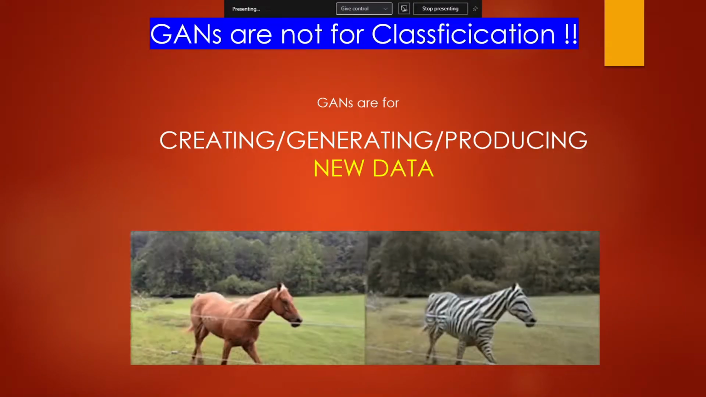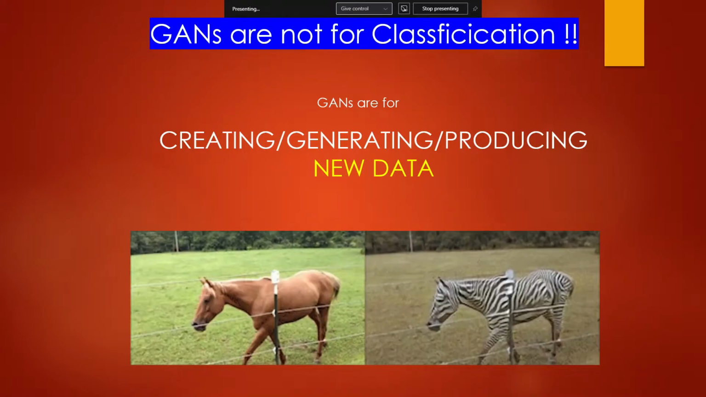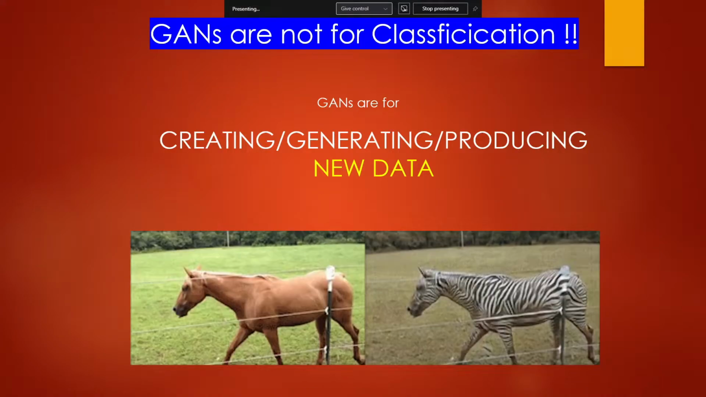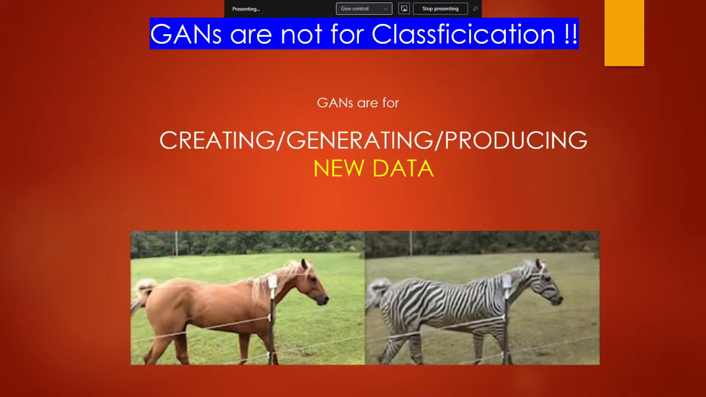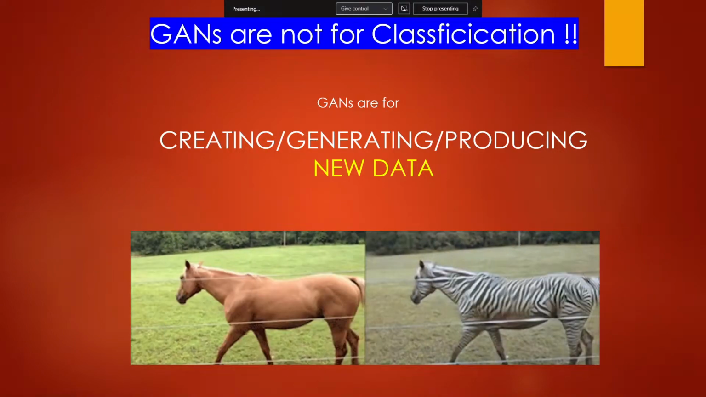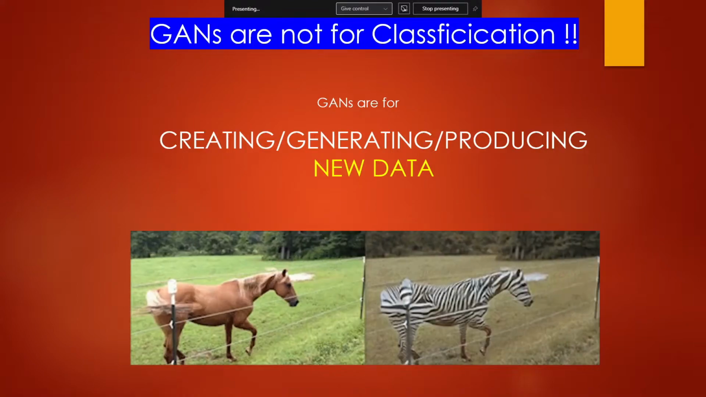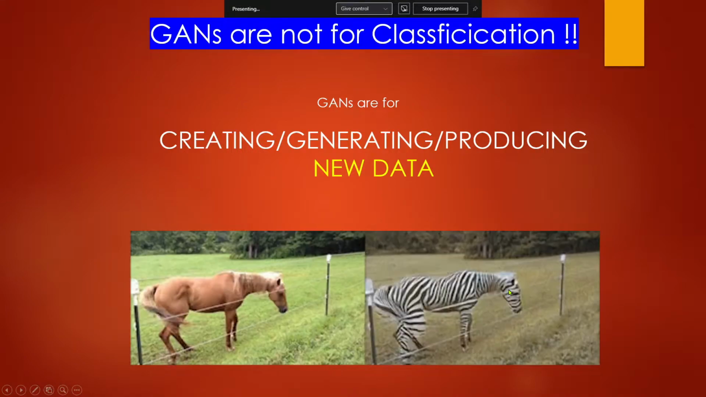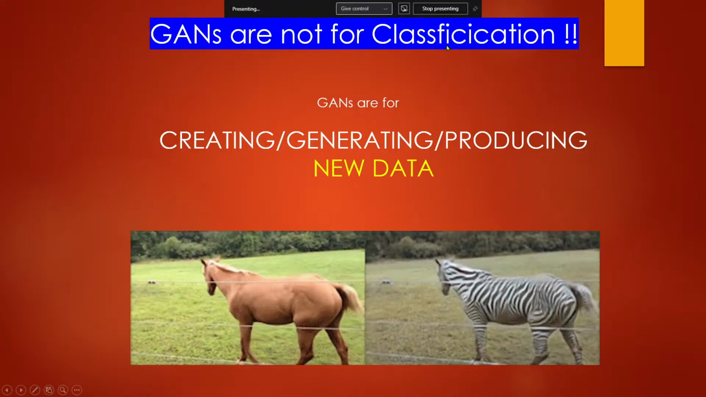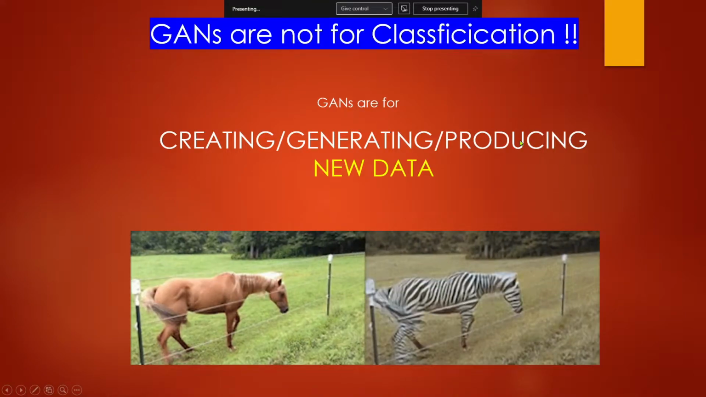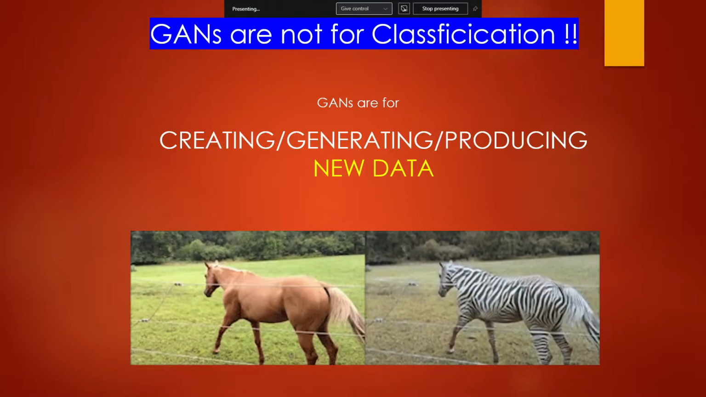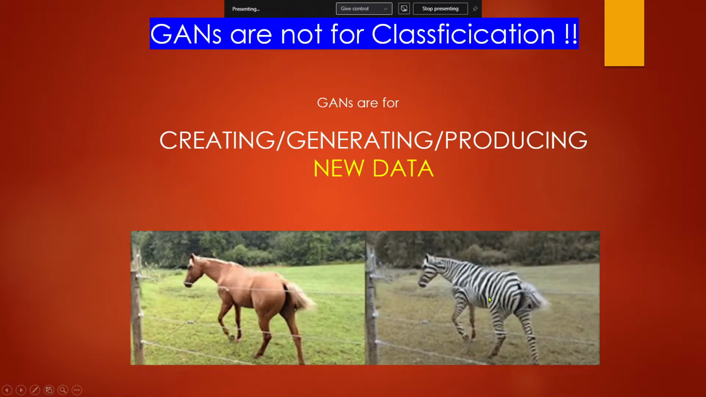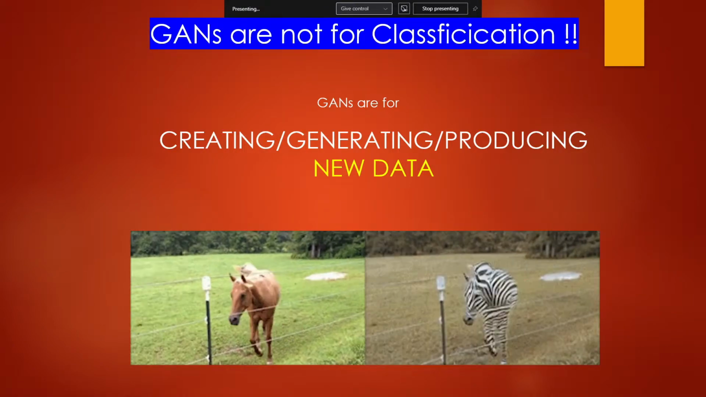For example, you can see in the first video there is a horse, but by using sampling and training with other noisy data, this GAN can actually produce a zebra-like horse. If you look at the second video, it's really hard to distinguish whether it's a zebra or a horse. So GANs are not for classification, it's for creating, generating, or producing new data. You cannot figure out by seeing whether it's a zebra or a horse.